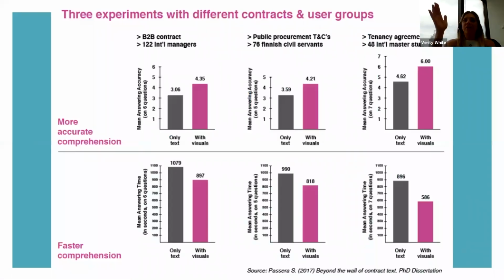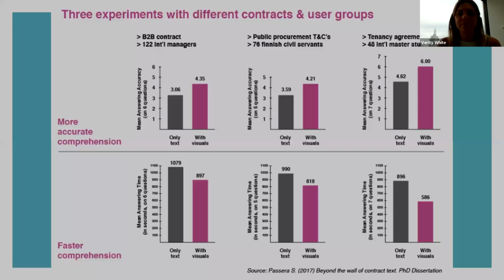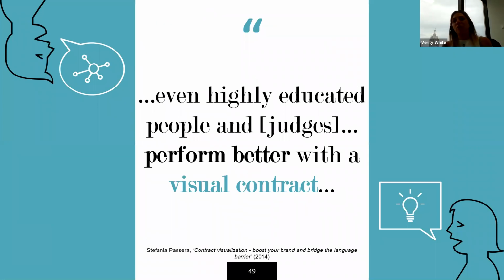The other key impact of visual contracting is around actually getting things right. People are more likely to be accurate when they're using a visual contract versus a text-only contract, and they do it faster. So when they are trying to find the answer to a contract question using a visual contract versus a text-based contract, it's faster with a visual contract. And this is universal across people who are from English as a second language to highly educated people and judges. Everyone performs better with a visual contract, no matter who you are.